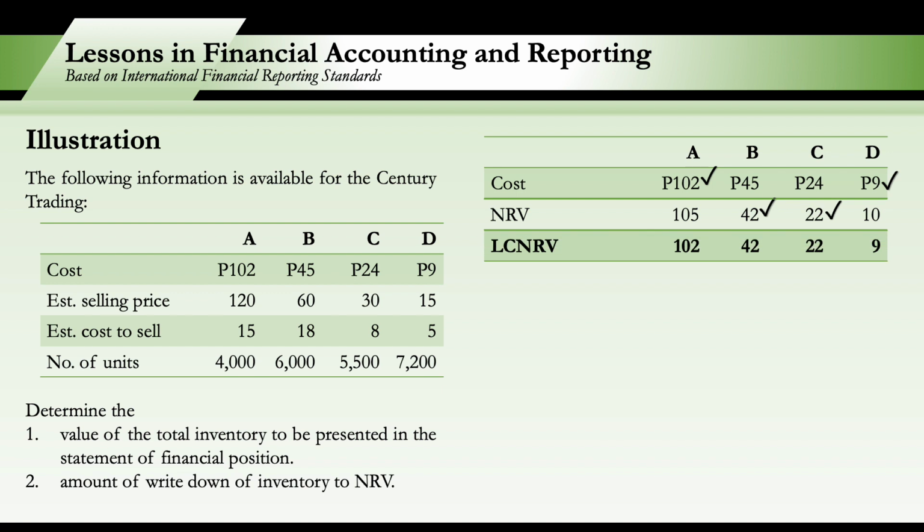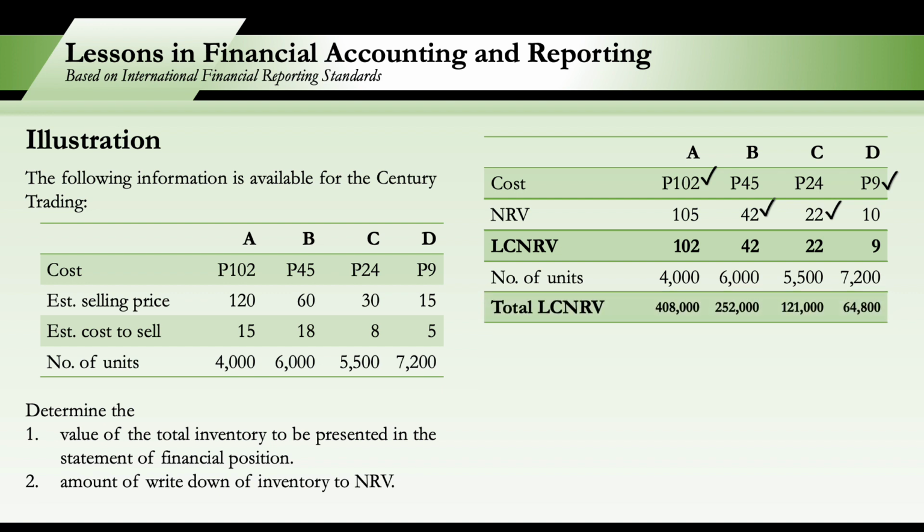So, we can now determine the LCNRV. So, again, for A, it's the cost. For B, it's the NRV. Also with C, it's NRV. And for D, it's the cost. And then we multiply these amounts to the number of units. So, for A, it's 4,000. For B, it's 6,000. For C, it's 5,500. And for D, it's 7,200.